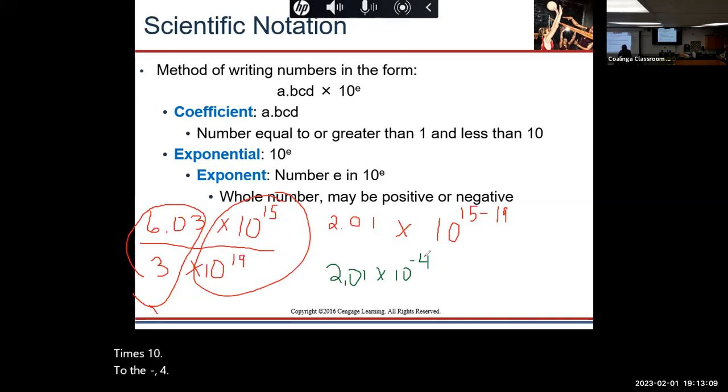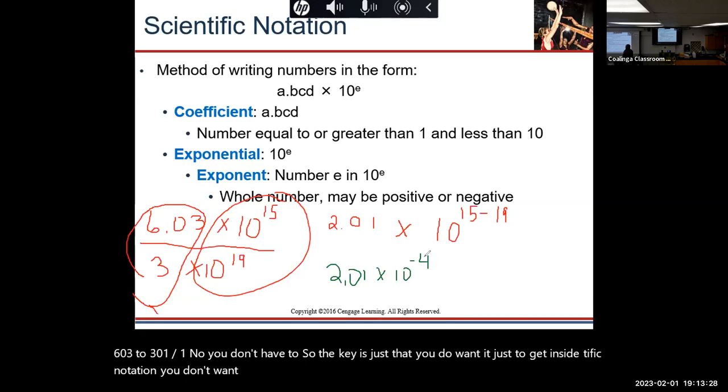Do you always have to put in a fraction like 2.01 over 1? Or do you just imagine it's just 2.01 after you divide? So after you divide 6.03 by 3, do you have to put 2.01 over 1? No. The key is that you just want it in scientific notation. You don't want it in the fraction. Right? Okay. And so this is just, as I said, a quick way of doing it.